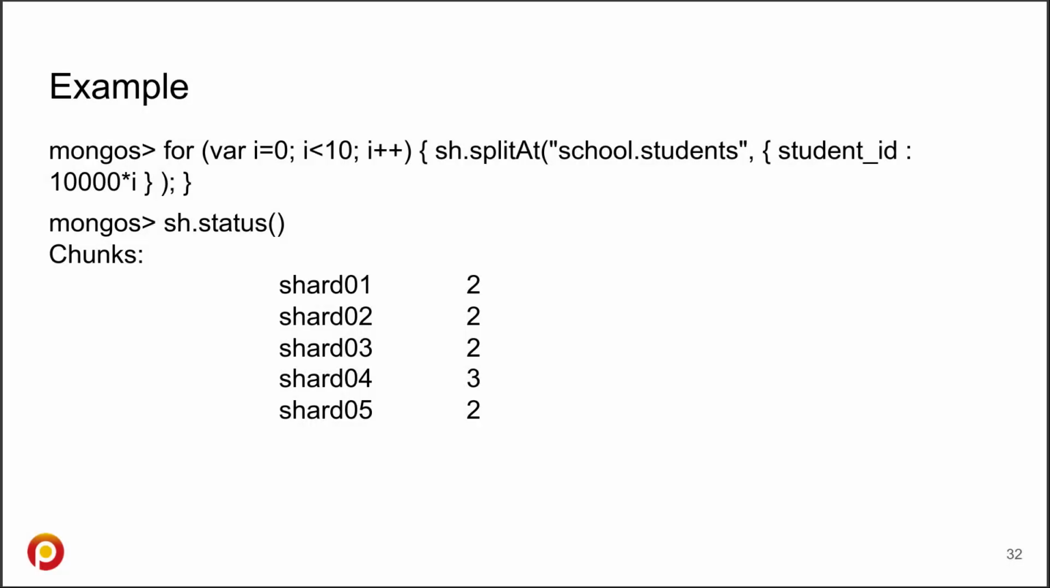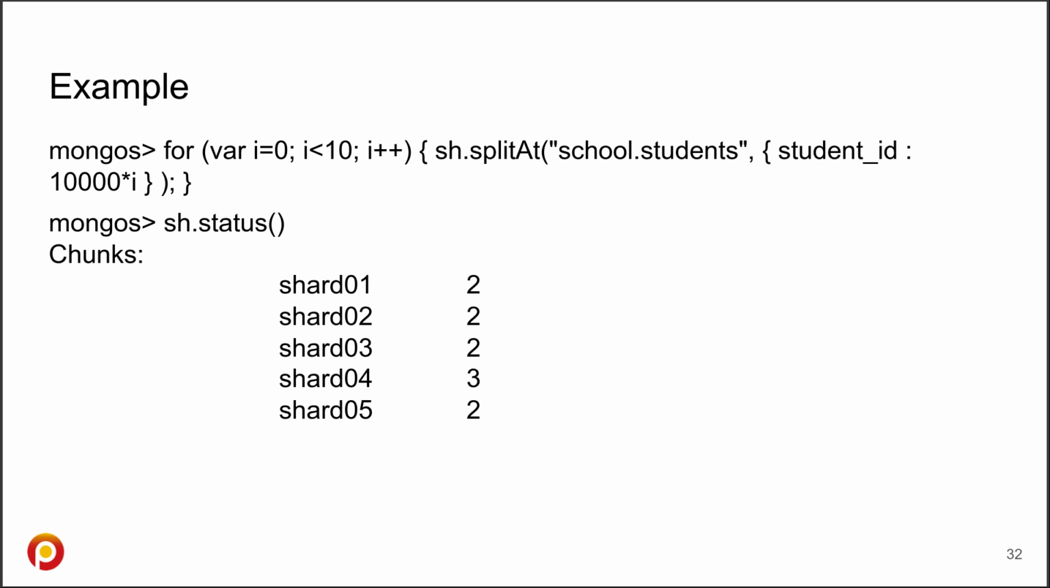Now that the collection is sharded, how can we split? Since I know that I'm going to use student ID, I'm going to load, let's say, 100,000 students initially. So I'm going to split into chunks of 10K. And when I execute this little for loop here, which is pretty simple, it's sh.split, and we are splitting the chunks. So we will have chunks split equally among the shards.